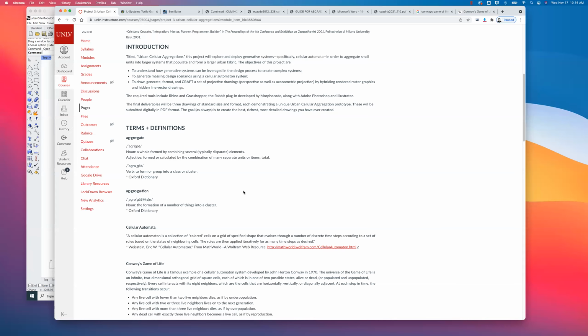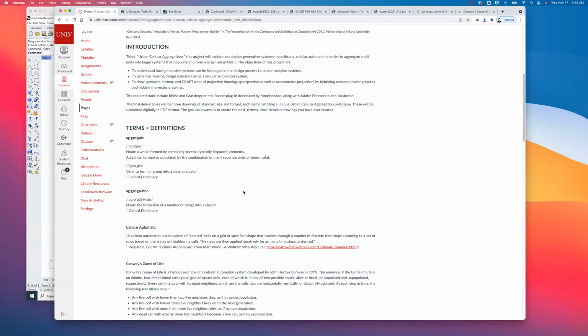So what do I mean by aggregate? In the title of the project, it's called Urban Cellular Aggregations. When we talk about aggregating something, an aggregate as a noun is a whole formed by combining several elements together, formed or calculated by the combination of many separate units or items. So it's this whole produced by a bunch of small units.